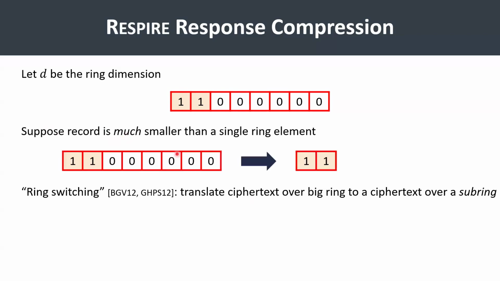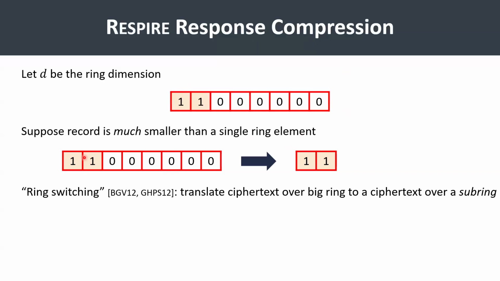Basically, if the record is much smaller, we can use another algebraic transformation. This is something called ring switching that is very old, from the early days of FHE, which says that if I have a ciphertext defined over a large space, I can translate that into a ciphertext over a small space, namely over a subring. And that's basically what we do. The caveat is that once we project into the subring, we cannot do many homomorphic operations anymore, right? So you can ask, why not just use a small ring to begin with? We cannot do enough homomorphism. In order to do enough homomorphism, we need to work over the big ring.